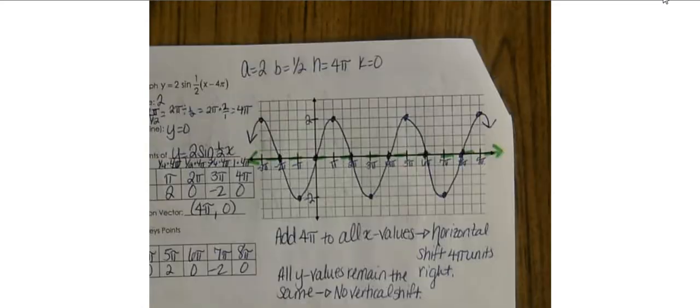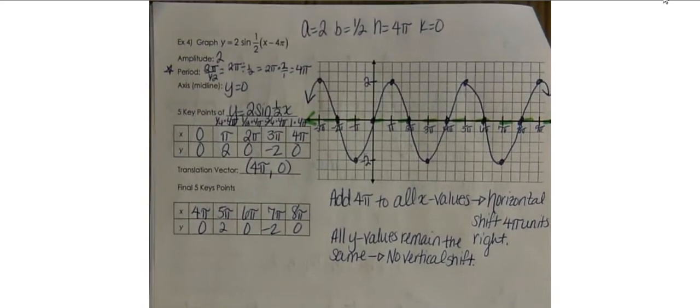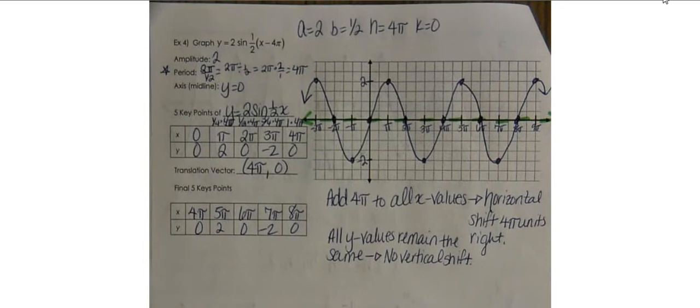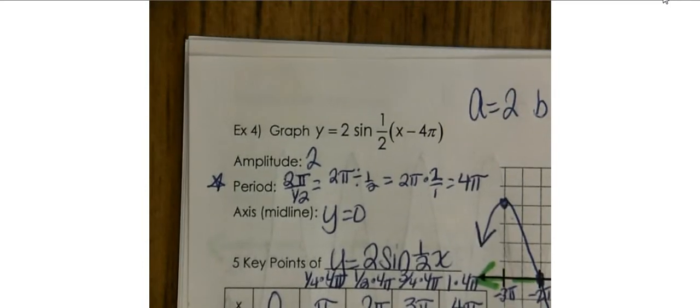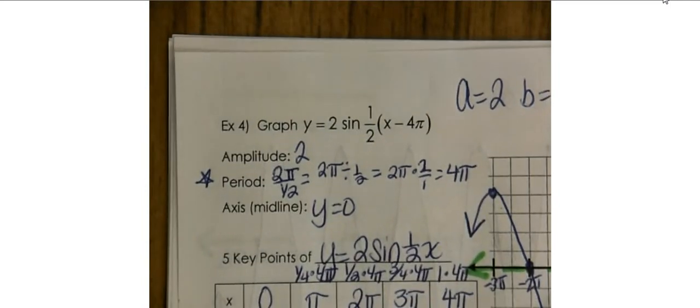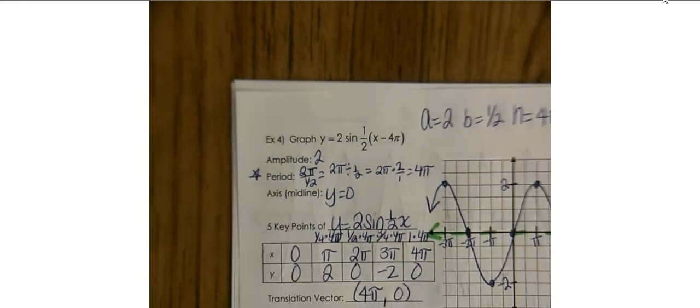All right, here's the answer for example number 4. Let me get it centered for you guys. Here we go. This one was a little bit different when it comes to your period. In order to come up with your period, you're dividing by a half, and in order to divide by a half, you have to multiply by the reciprocal. And so I multiplied by 2 over 1, and that's how I got 4 pi to be my period. So I'll zoom it back out so you can see the answer again.